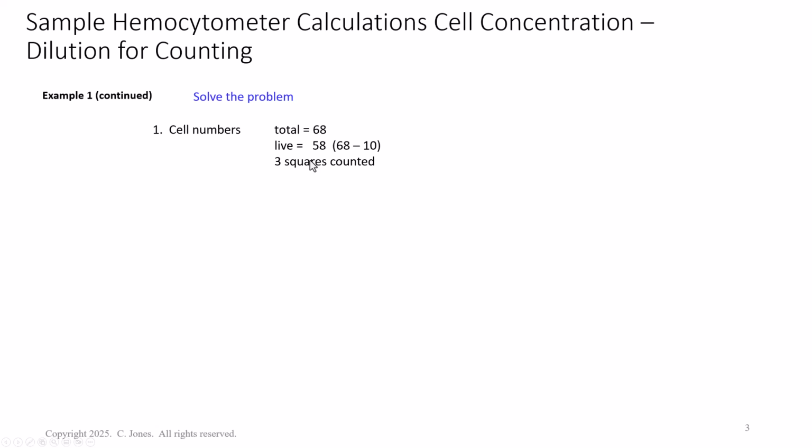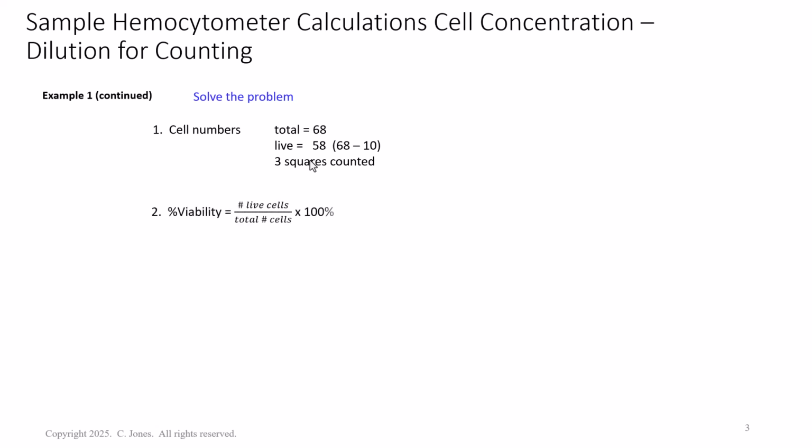And we want to keep in mind that we counted 3 squares. Remember, we said 10 is optimal, but I'm just mixing up the number of squares to illustrate how our formula to calculate cell density or cell concentration always works.